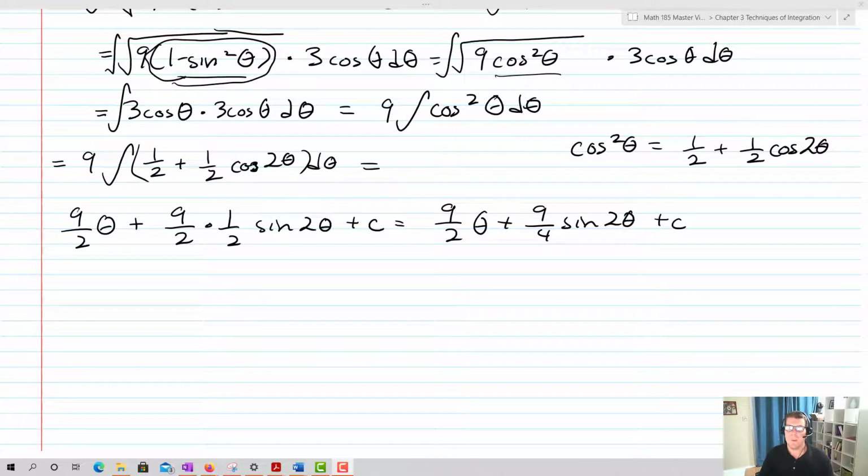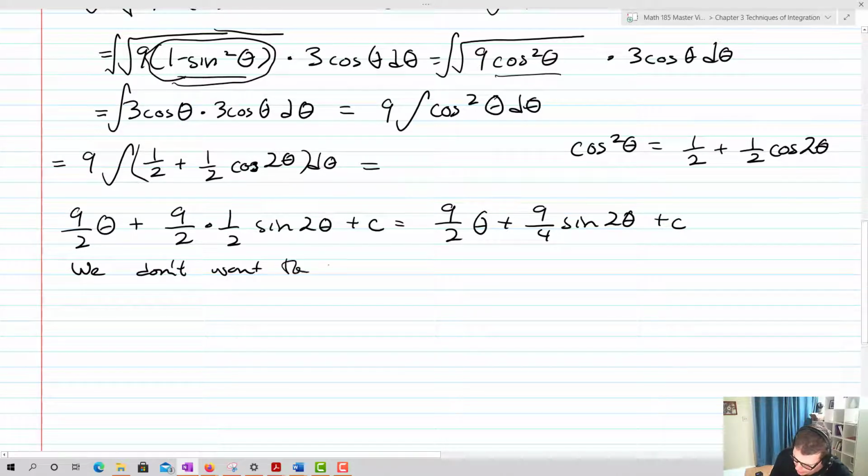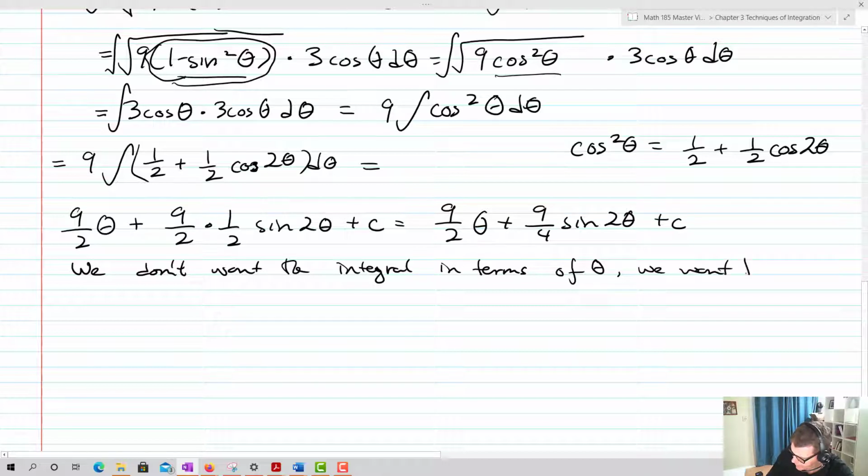Now this is where things sometimes get a little bit tricky. Remember, we don't want our function in terms of theta. We don't want the integral in terms of theta. We need it in terms of x. So what that means is that we are going to have to figure out what theta is in terms of x. All right. So remember that x equals 3 sine theta.